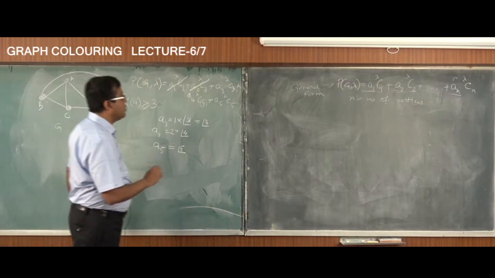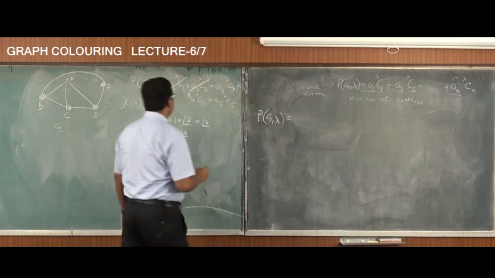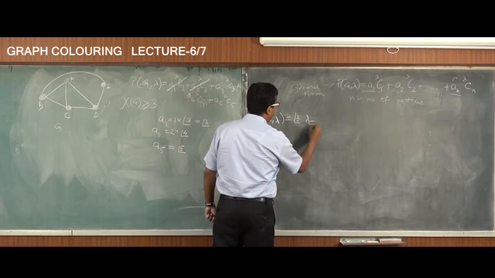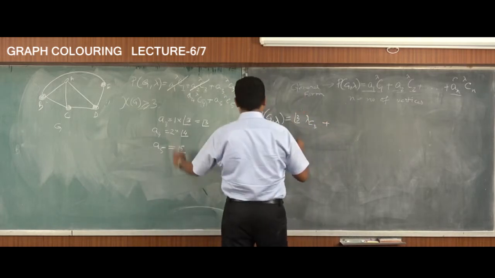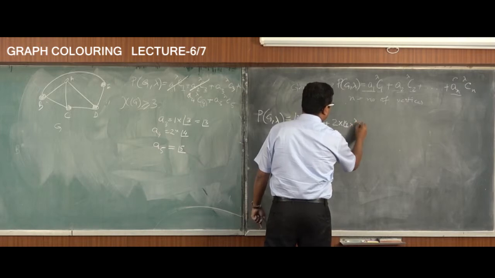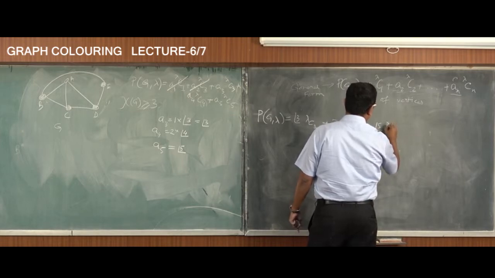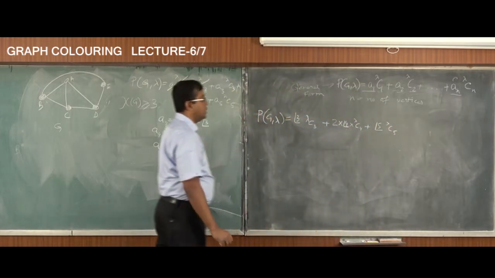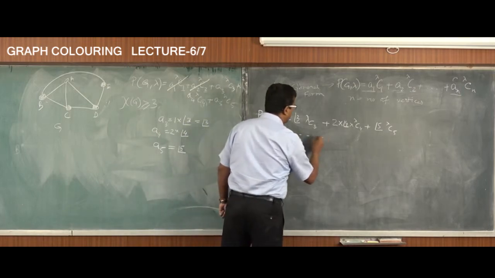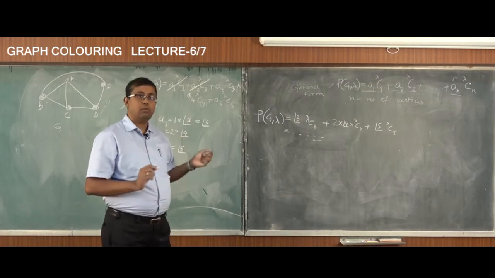What is the general expression now going to be, or the chromatic polynomial? So P_G(lambda) is now equal to A3, which is factorial 3 into lambda C3, plus 2 into factorial 4 into lambda C4, plus factorial 5 into lambda C5. Now we have to slowly simplify this expression and get the final value of the polynomial. So this is the way we can derive the chromatic polynomial.